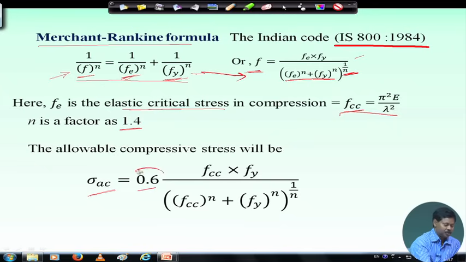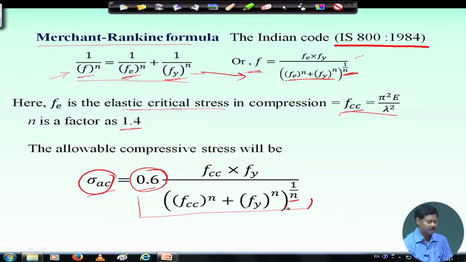Now, this 0.6 has been taken as a factor of safety and n we can consider as 1.4. So, the allowable compressive stress in a compression member, sigma_ac, was considered as this formula according to IS 800 1984. Here we can see that two things have been taken care of.